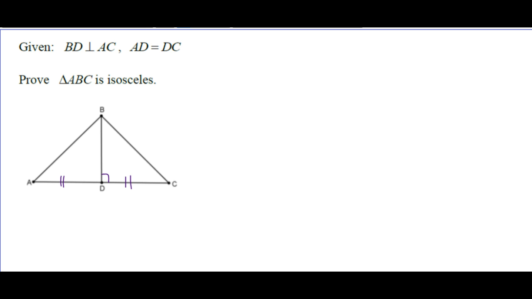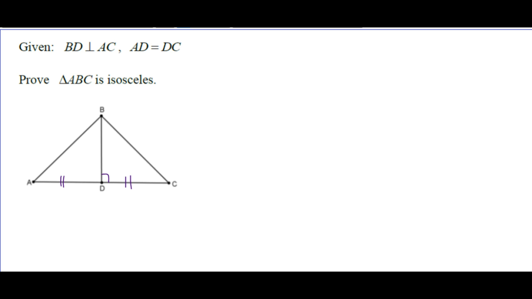So what makes it isosceles? What's the condition for being isosceles? Two equal sides, exactly two equal sides. If we have three equal sides, what is it? Perfect, equilateral. So what are we going to use?